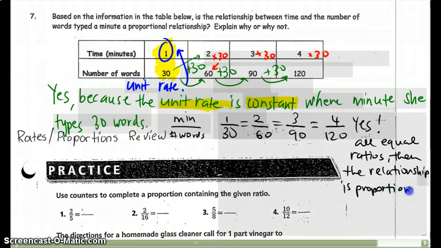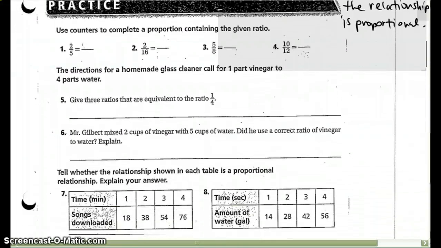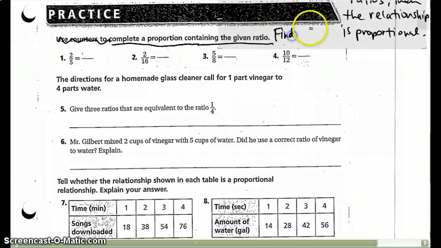All right, on to the next worksheet. We're going to look at the first 5 you can do by yourself, very similar to the first 4 that we did earlier. So you can kind of ignore these directions here. Basically, you're finding, complete a proportion containing the given ratio. So find a ratio that's true, that makes it equal.